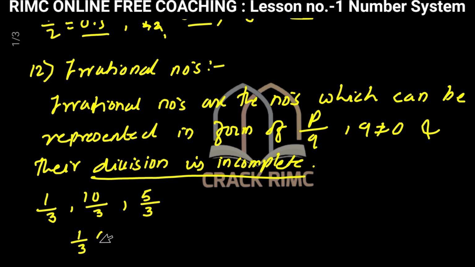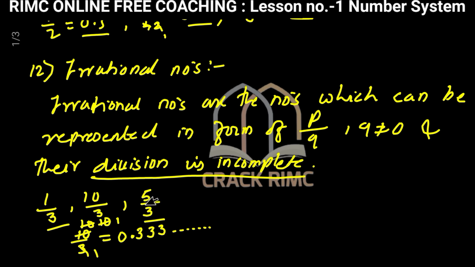1 by 3, so we will put a decimal. 3 ones are 3, 3 threes are 9. So again 1 will be the remainder. Again we can put 0. Again 3 threes are 9. Again 1 is the remainder. Again we will put 0. Again 3 threes are 9. Again 1 will be the remainder. So this division will continue here. It will not be completed. Hence these types of numbers are called irrational numbers.